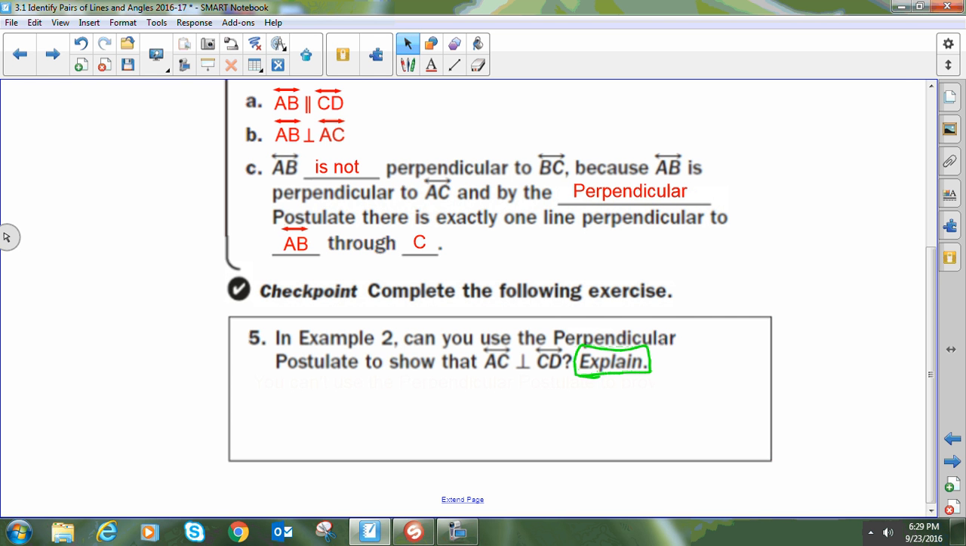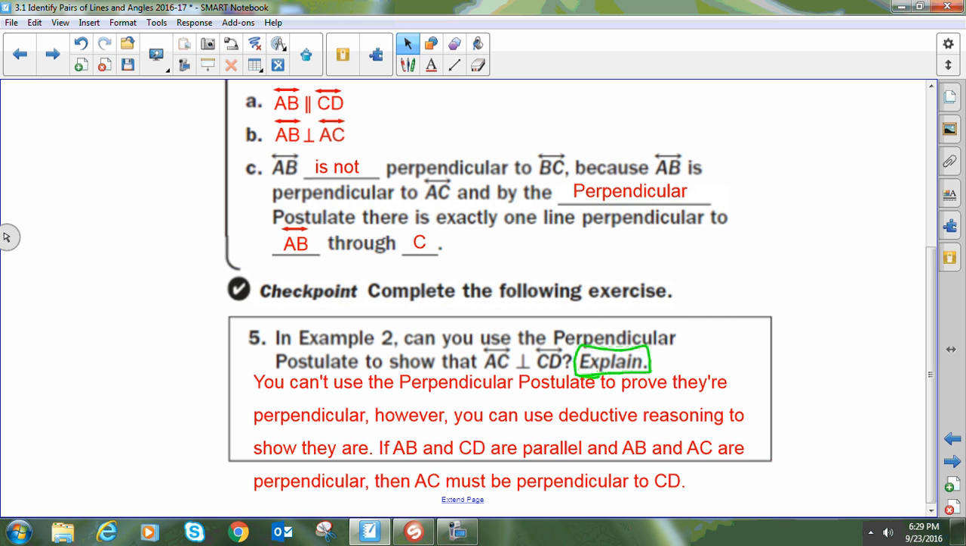I actually am splitting myself into two parts here. Technically, using the perpendicular postulate, no, you cannot say that they're perpendicular using the perpendicular postulate. However, you can actually justify that those are perpendicular lines, because if the first two lines, AB and CD, are parallel to each other, and at the same time AB is perpendicular to AC, then we would be able to conclude that AC must also be perpendicular to CD. So we can use a little bit of deductive reasoning to say, yes, we can do it that way. But technically, because the question did say, well, can you do it using the perpendicular postulate? Unfortunately, no, not that way. But yeah, you could actually say that those are perpendicular to each other.